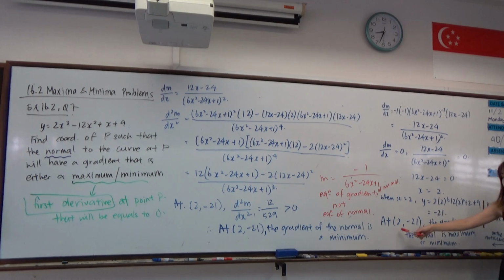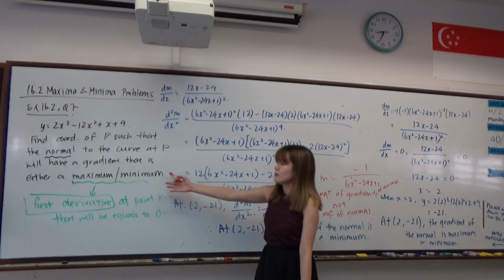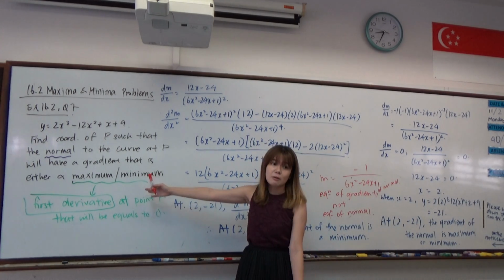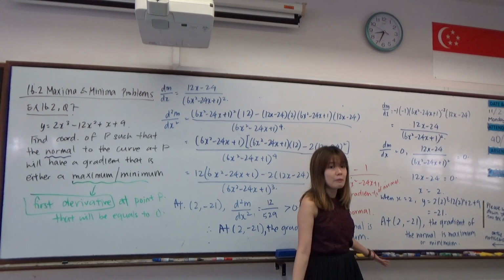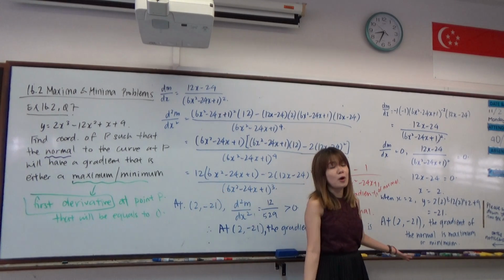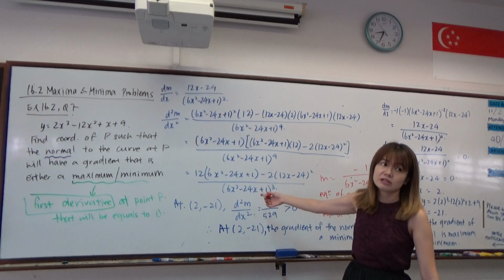So now we will be able to find that (2, negative 21) will give us such that the gradient of the normal is maximum or minimum. You understand what I'm saying? In case it is going to be a point of inflection, because the question tells you we are trying to find something that is maximum or minimum, surely it should give you maximum or minimum. It should not be giving you a point of inflection after you do the second derivative test.